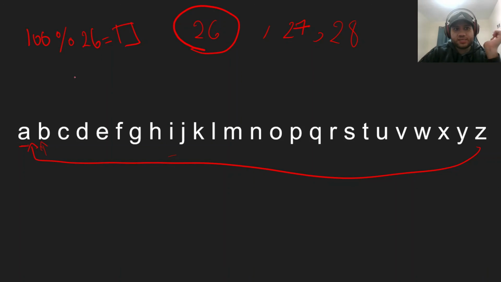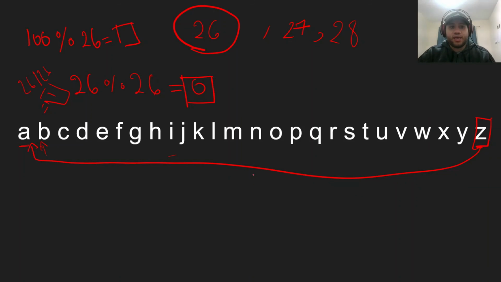Okay, let's try something different. What if I want the 26th letter, right? Well, 26 % 26, or modulo 26, is simply 0, because 26 is divisible by 26 and it's equal to 1 with no remainder. This 0 basically means that I don't need to go any more steps because I am at the correct position. And that's it. That's the modulo for you.